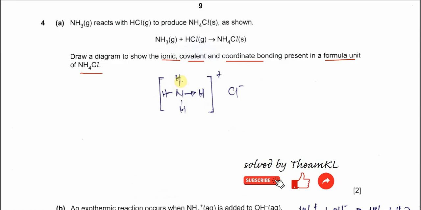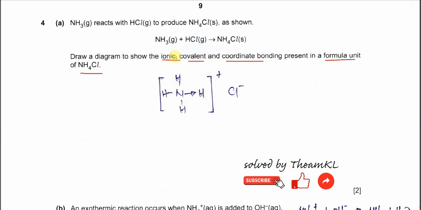For the ammonium, you need to draw the three normal covalent bonds between the nitrogen and hydrogen, and another dative bond between the nitrogen and this hydrogen. So this is the covalent bond and the dative bond.